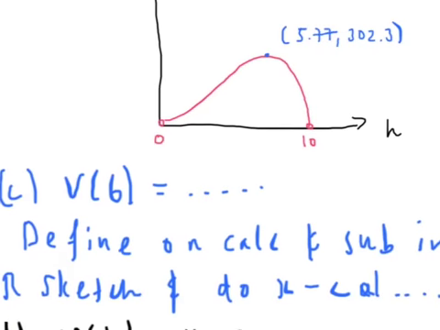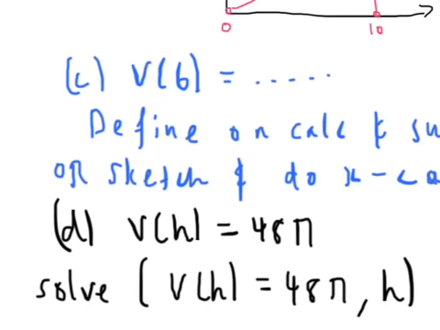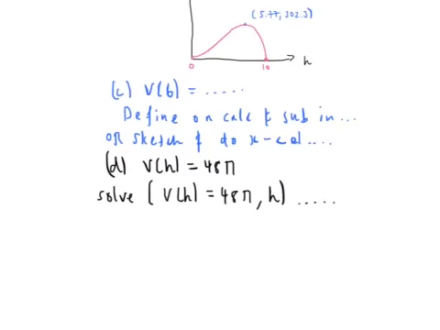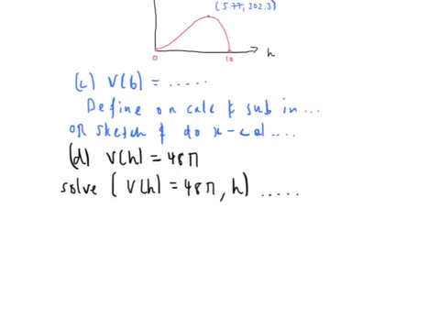Okay, the next part just follows on. Let me just make that a little bit smaller for you. C says find the volume with a height of 6. So the best thing to do is probably define the function on your calculator. So define V of h equals what it is, and then if you sub in V of 6, it'll just give you your calculation straight away. Or you can do the sketch and do xcal through your analysis and gsolve.